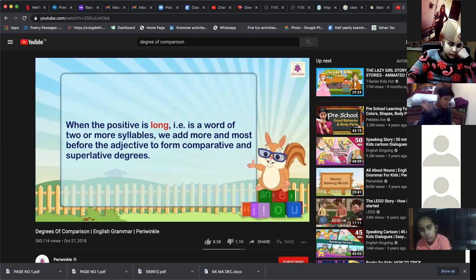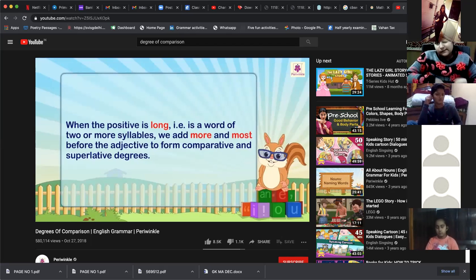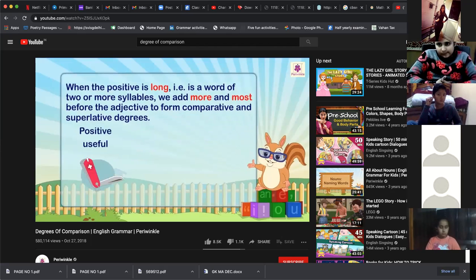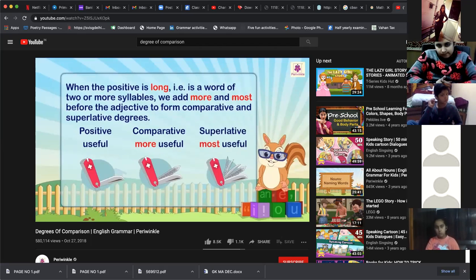When the positive is long, that is a word of two or more syllables, we add more and most before the adjective to form comparative and superlative degrees. For example, useful, more useful, most useful.